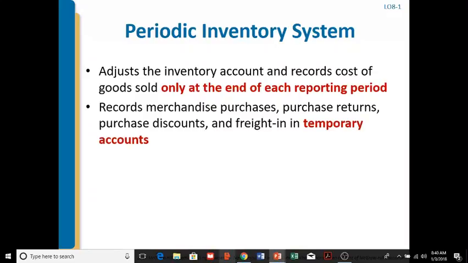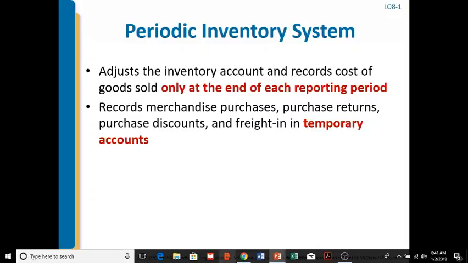Now, periodic inventory system, the reason it's periodic is because you adjust the inventory account and the cost of goods sold account one time at the end of the reporting period, the accounting period, the fiscal year. And in the meantime, during the year, what the company does is that it sets up certain temporary accounts. They set up a purchases account, purchase returns account, purchase discounts account, and something called freight in.